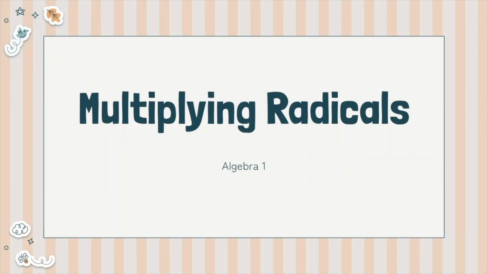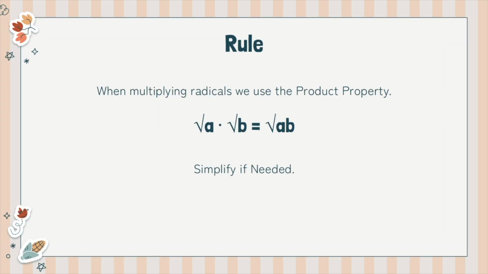Welcome back. Today we're going to be talking about multiplying radicals. Let's go ahead and take a look at our rules. So our rule for multiplying radicals is when multiplying radicals, we're going to use the product property. So that's radical A times radical B. It's going to be radical AB. And then we're going to simplify if needed.